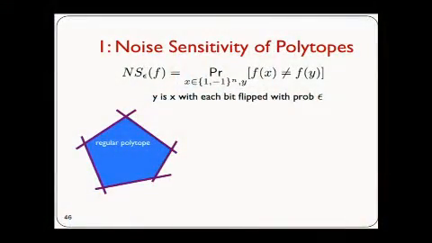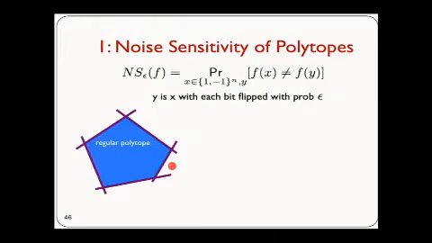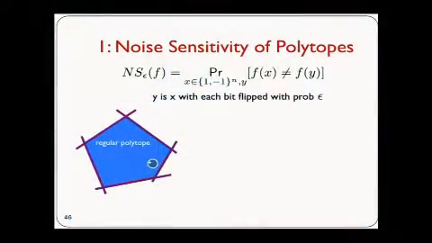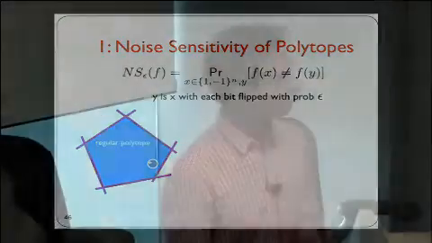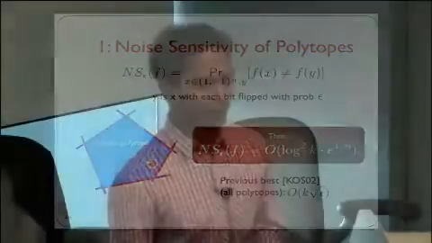Geometrically, say you have a polytope, and you draw a random point x, which say lies outside the polytope. Then the noise sensitivity is the probability that you end up landing inside the polytope when you perturb the original point by flipping each bit with some probability. Using our invariance principle, we show that the noise sensitivity of regular polytopes is at most O of log squared k times epsilon to the 1/6.